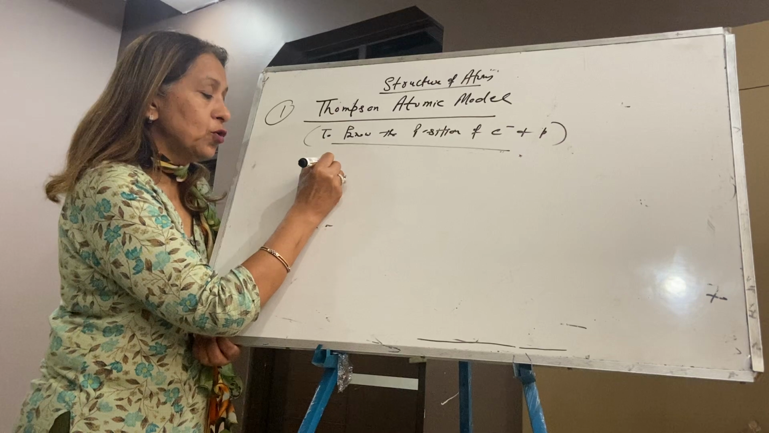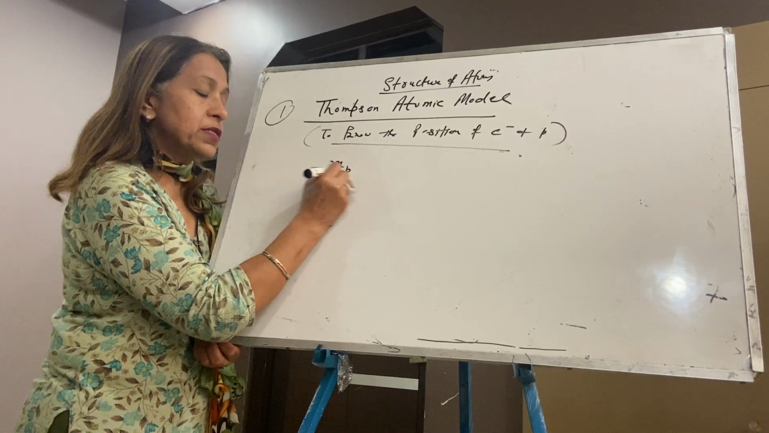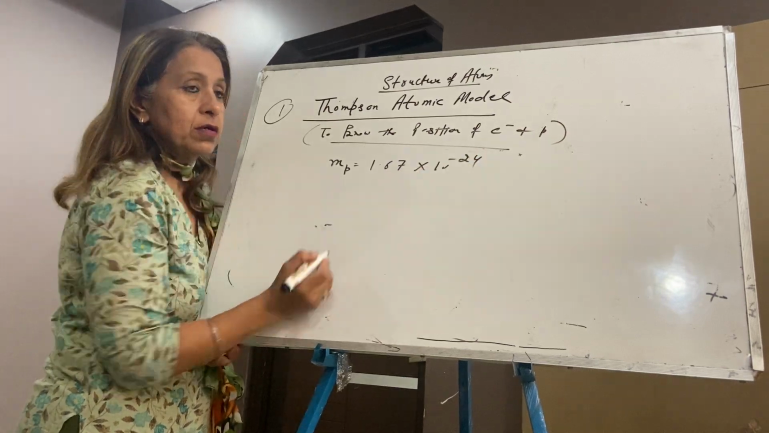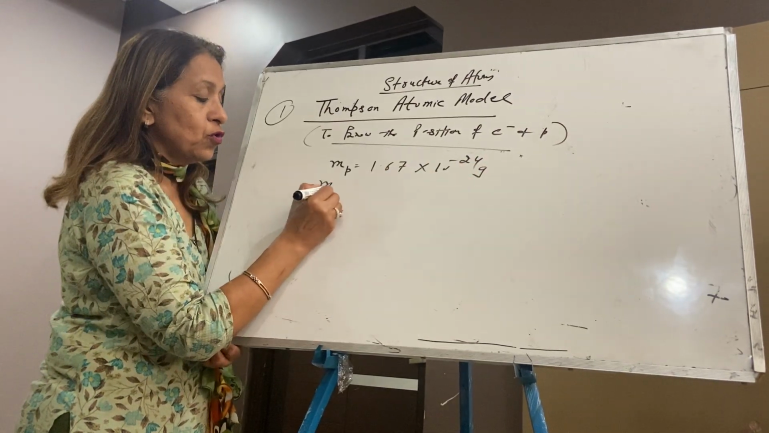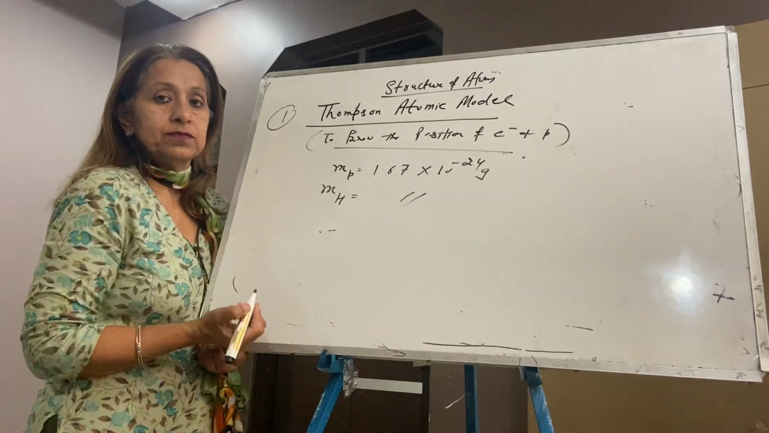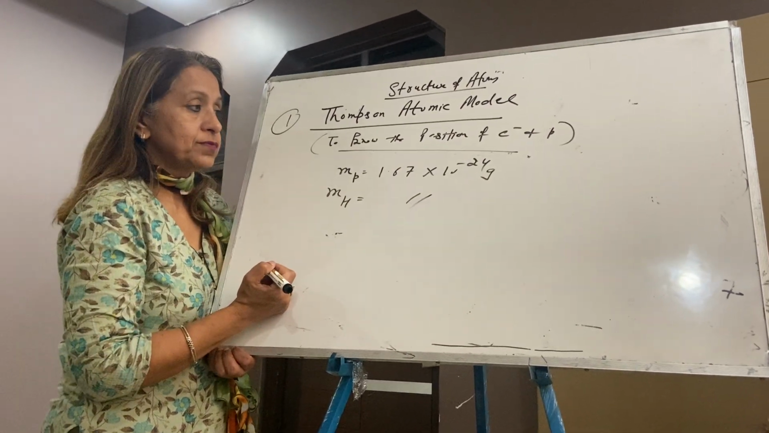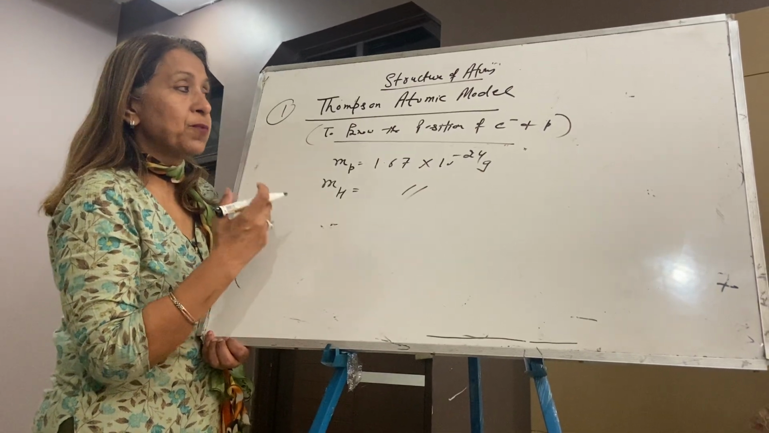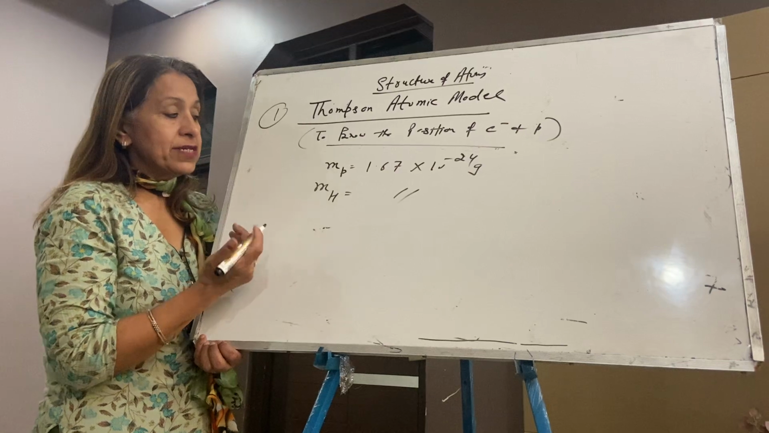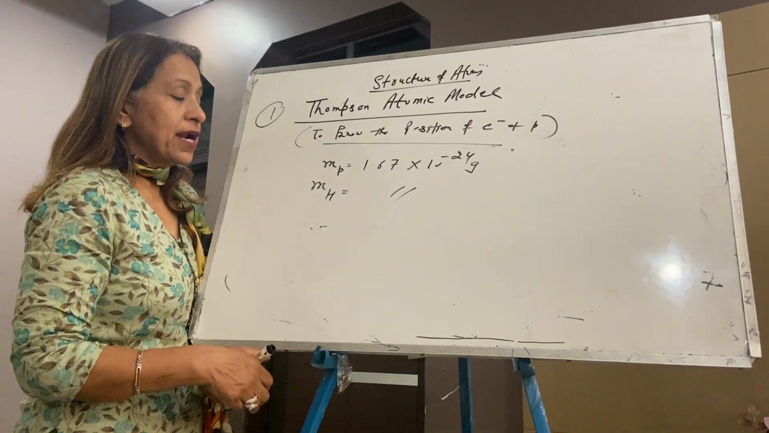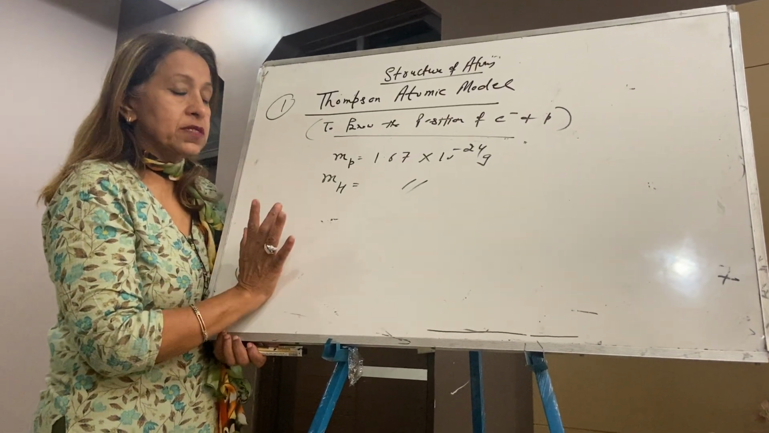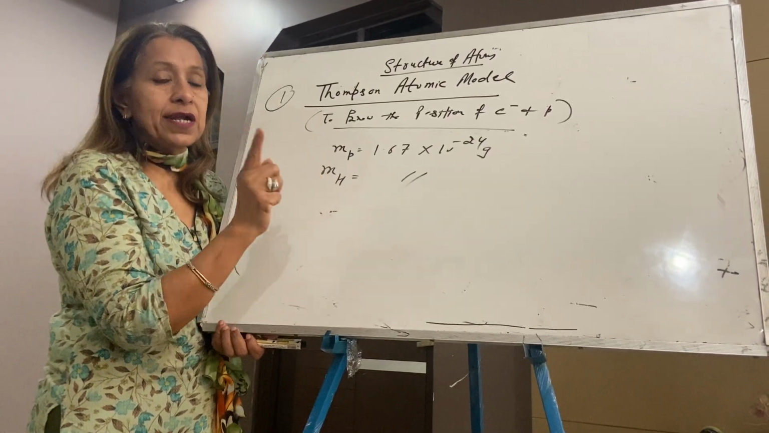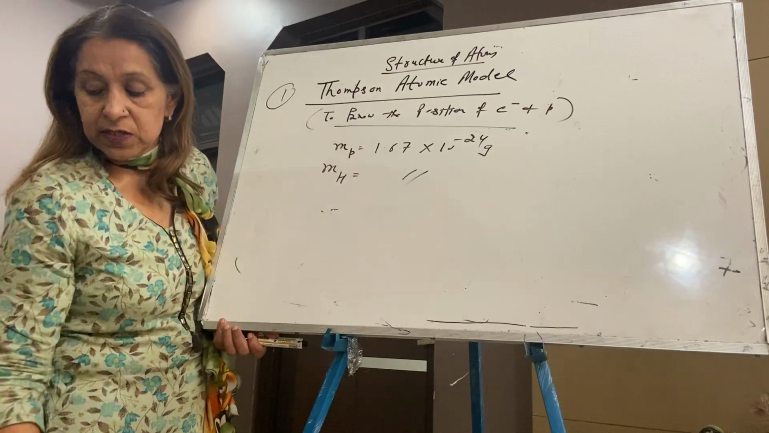On that day I told you mass of the proton is 1.67 into 10 to the power minus 24 gram. And students, do you know the mass of a single atom of hydrogen is the same? This is the reason Thomson proposed a model. Thomson said the proton mass and the single atom of hydrogen mass is the same. Mass of the proton and the mass of a single atom of hydrogen is the same. That's the reason.